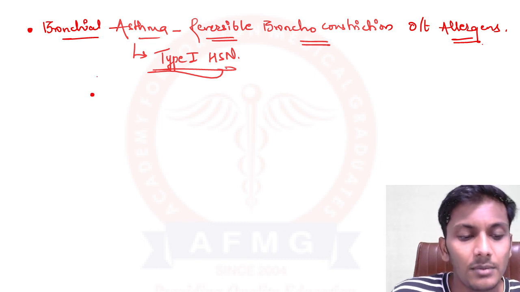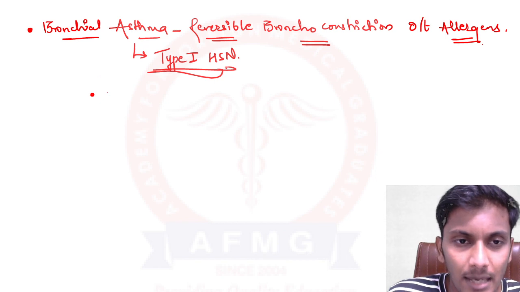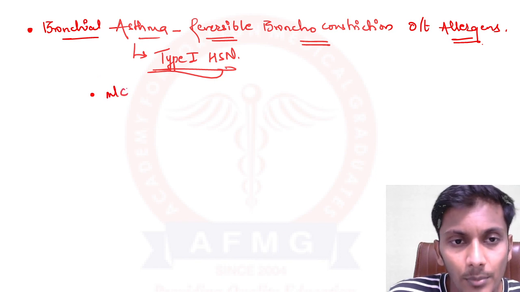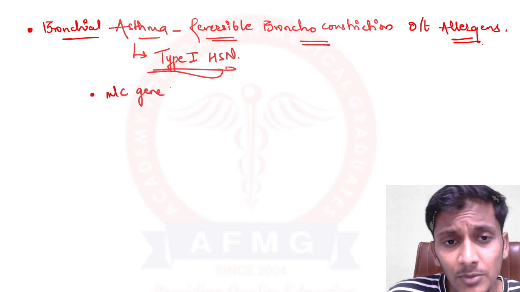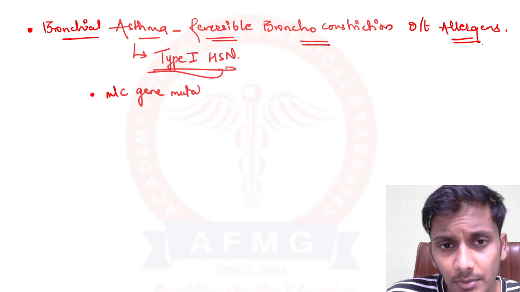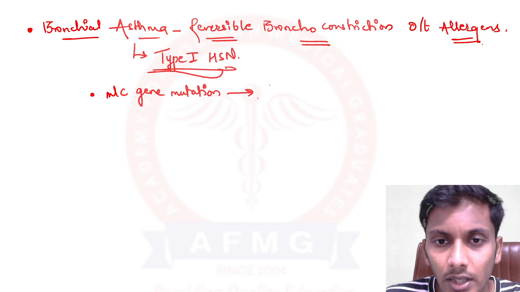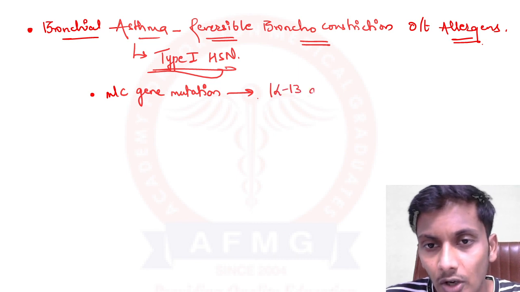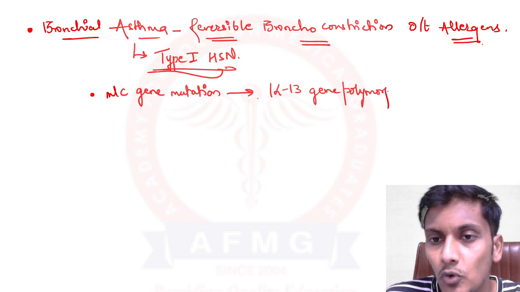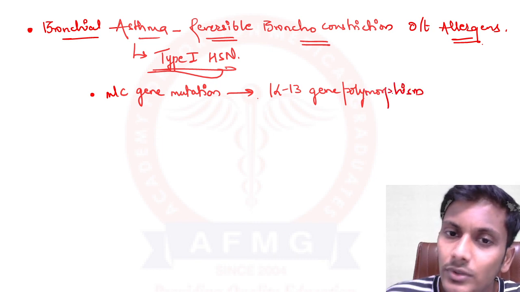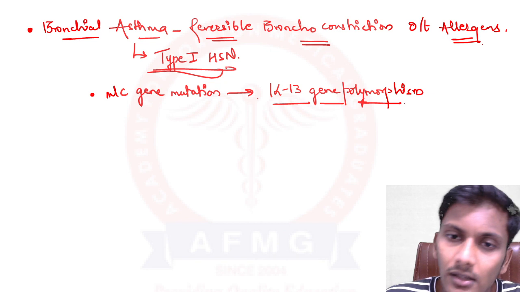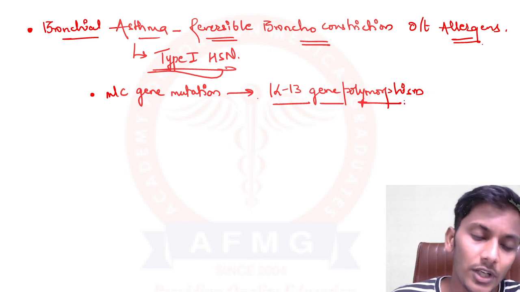The next important point for your examination would be the most common gene mutation associated with asthma. So please remember, the most common gene mutation associated with asthma is what? It is the interleukin 13, or IL-13, gene polymorphism. So please remember, the most common gene mutation associated with bronchial asthma would be IL-13 gene polymorphism.